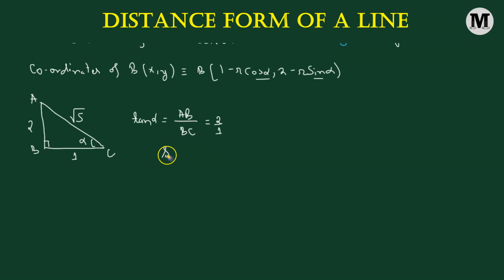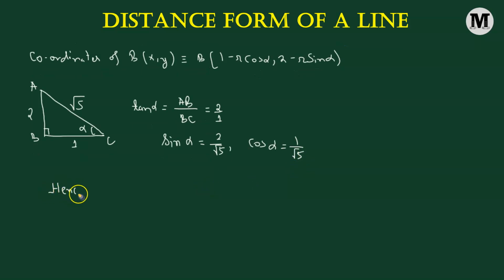So we can now easily find out the value of sine alpha. Sine alpha is going to be the opposite over the hypotenuse, so we have 2 over square root of 5. And cosine of alpha is the ratio of the adjacent to the hypotenuse, so we have 1 over square root of 5. Hence, the coordinates of B: the x coordinate is 1 minus r times cosine alpha, or 1 minus r over square root of 5. And the y coordinate, 2 minus r sine alpha, gives 2 minus 2r over square root of 5. So here we have successfully represented the coordinates of point B in parametric form, where r is the parameter.